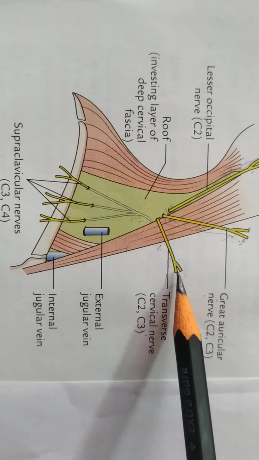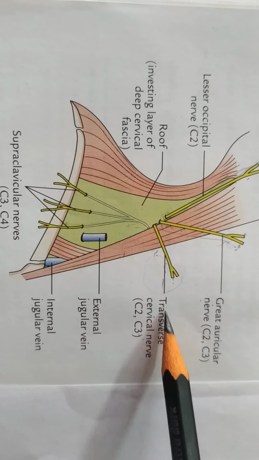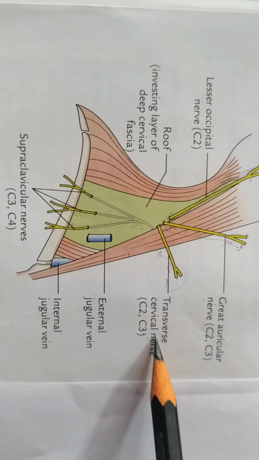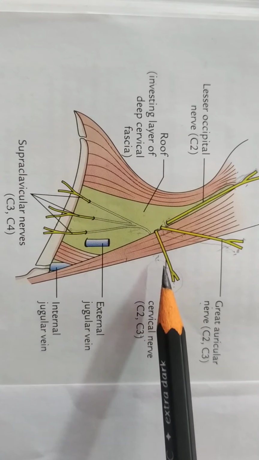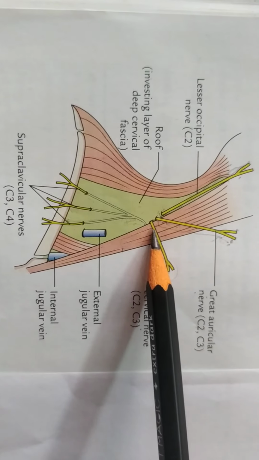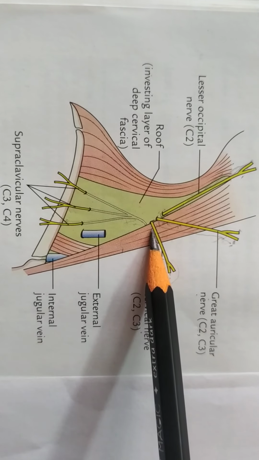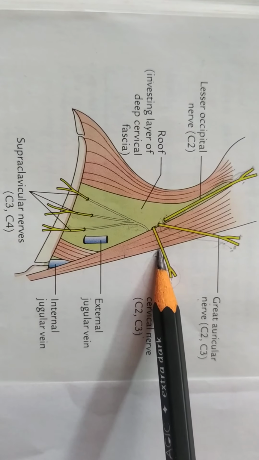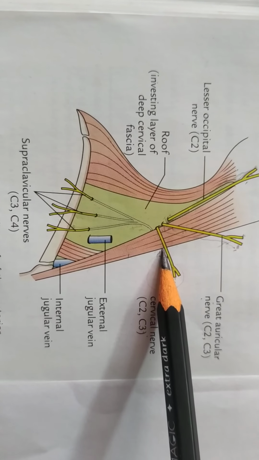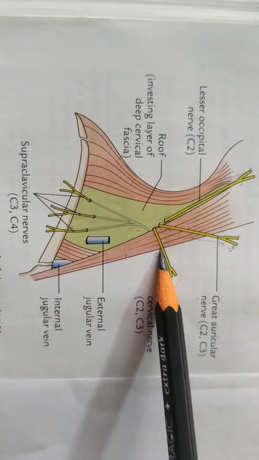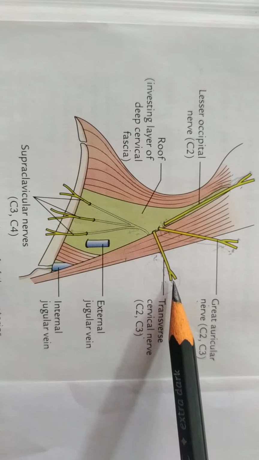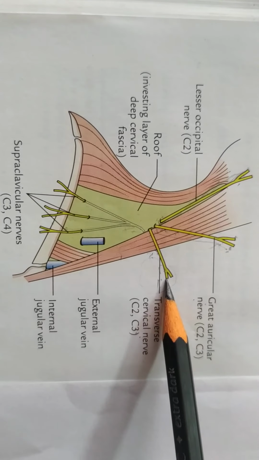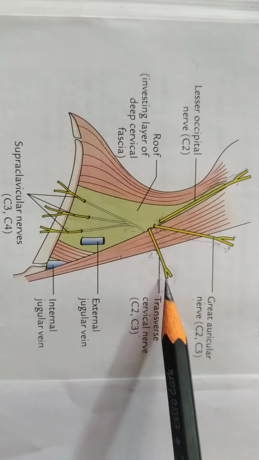The third cutaneous nerve which is going to pierce the roof of the posterior triangle is the transverse cervical nerve. The transverse cervical nerve winds around the posterior border of the sternocleidomastoid muscle. At the anterior border of the sternocleidomastoid muscle, it pierces the deep fascia. It is going to supply the front of the neck by ascending and descending branches.